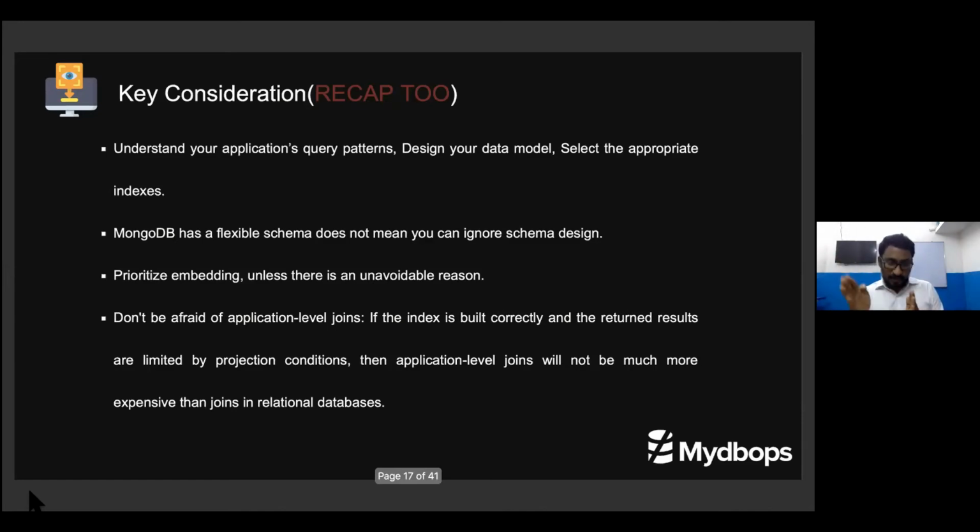If you fail in one place, your database, particularly a MongoDB database, won't scale. So you need to understand your application query pattern, design your data model, and select your appropriate index. Remember the goal. Goal one is the application query pattern. Second, based on the application query pattern, you define your data model. And once you have both the data model and the application query pattern, you can select the appropriate index. Index creation is not a simple thing. We are going to see the interesting part in an upcoming slide.